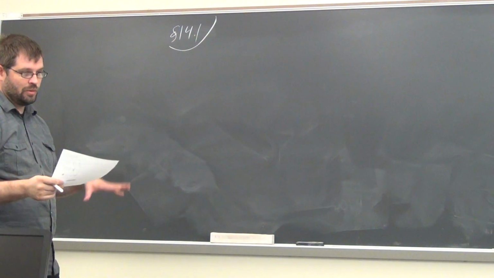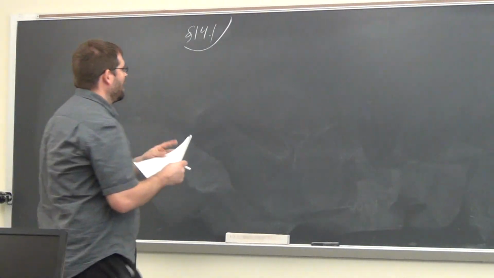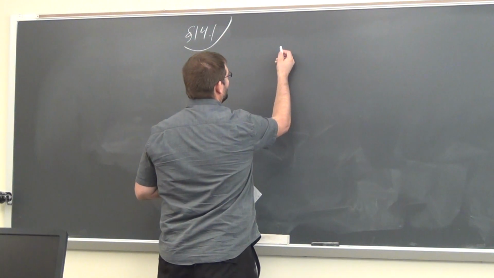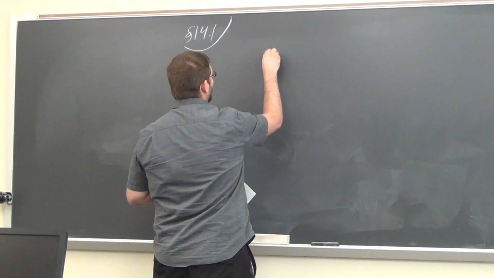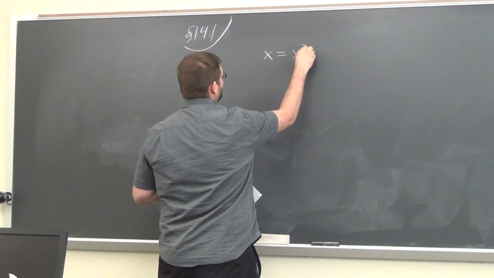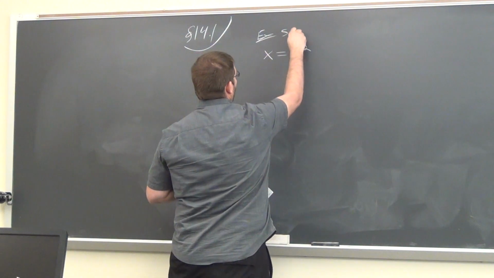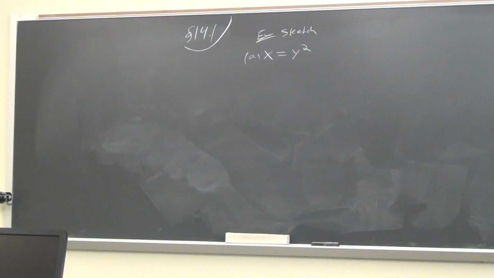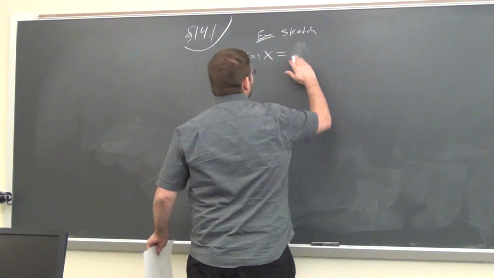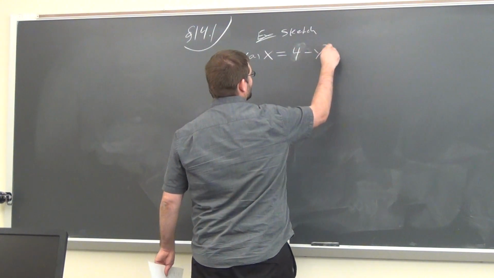All right, so last time in 14.1 we were talking about cylinders. Let's just recap that real quickly. What if you were asked to sketch this cylinder, let's say x equals y squared. Actually, let's do 4 minus y squared.